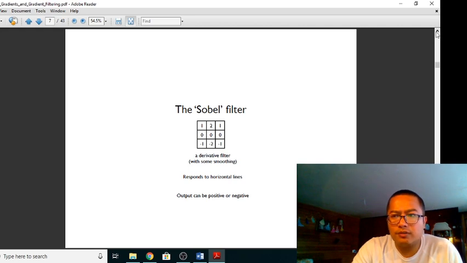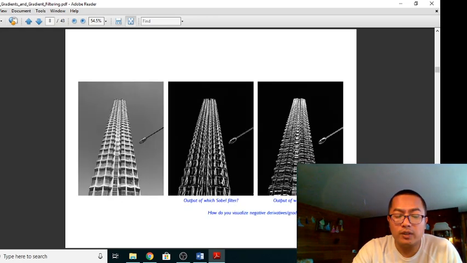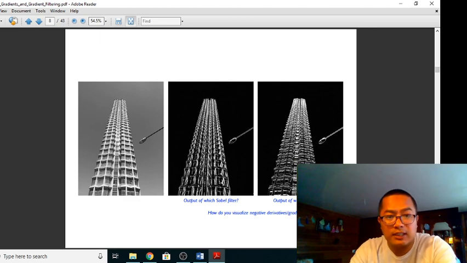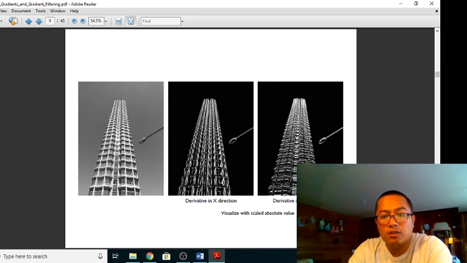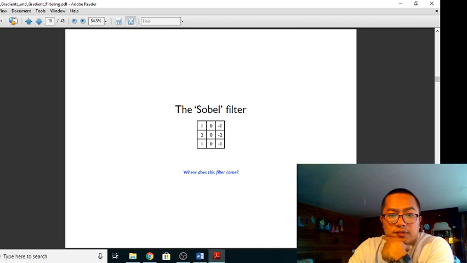So the Sobel operator has two: derivative in the x direction, derivative in the y direction. So here you go, the Sobel operator for the derivative in the x direction, and the Sobel operator for the derivative in the y direction. If you take this and convolve it with the image, it looks like this. So in the x direction it is like this, in the y direction it is like this. Now where did your filter come from?